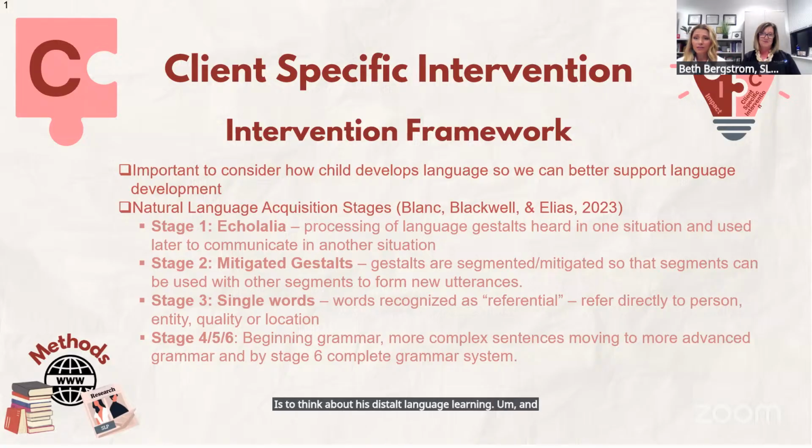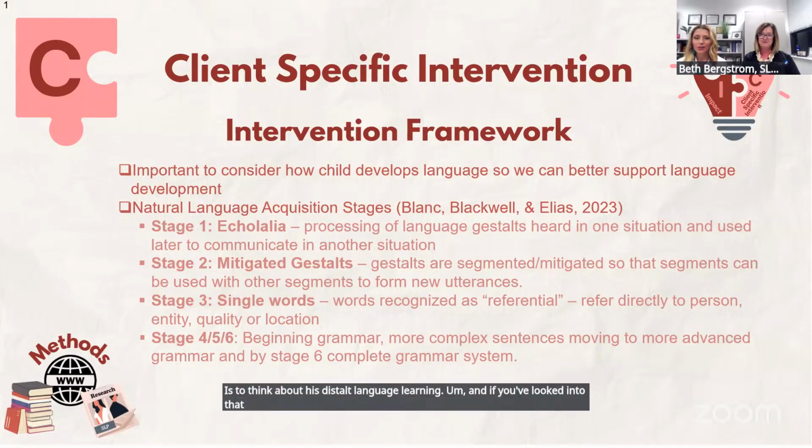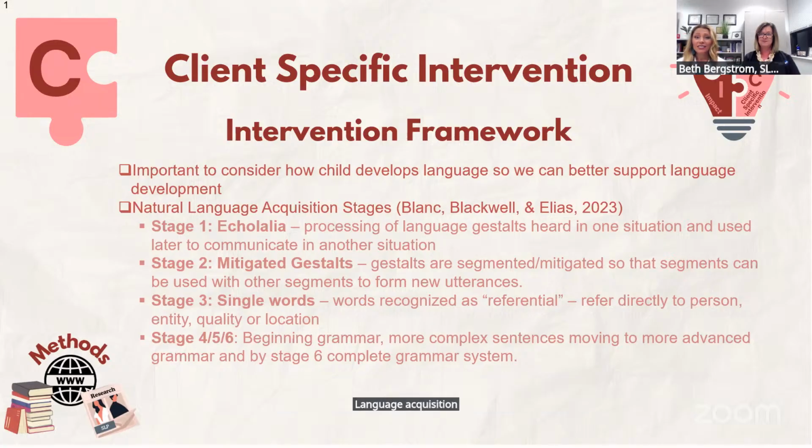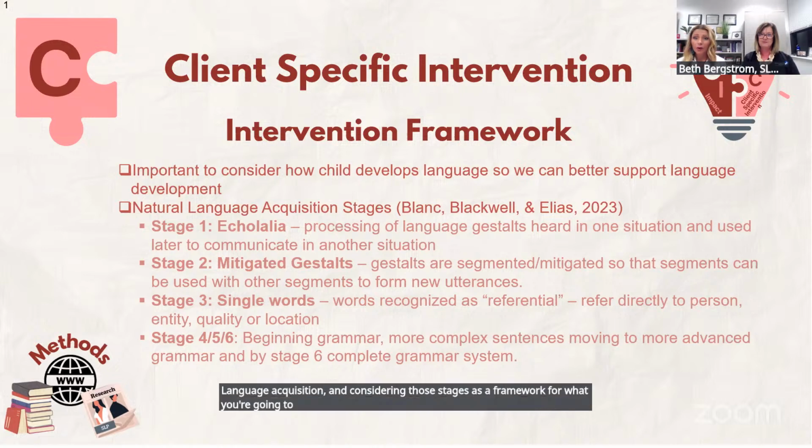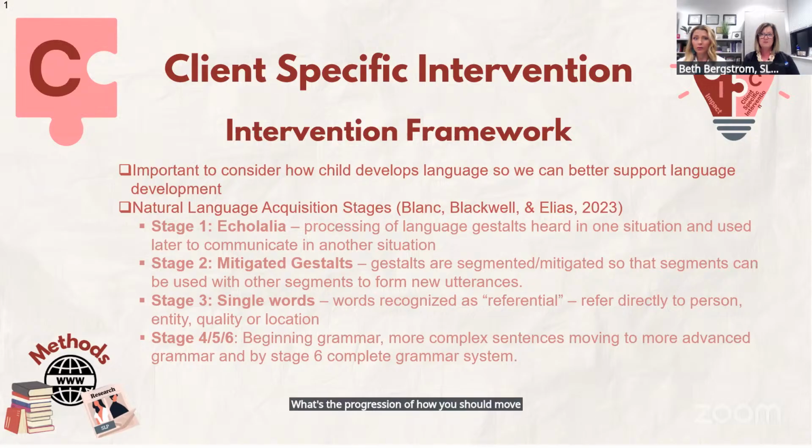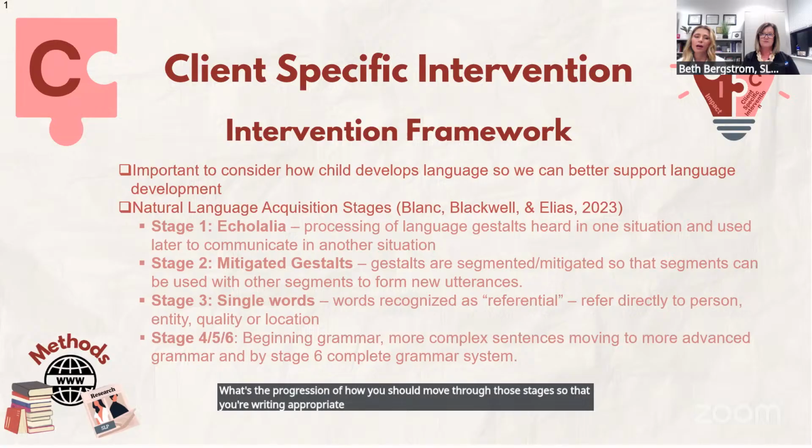And if you've looked into that much, I'm sure you've heard about natural language acquisition and considering those stages as a framework for what you're going to be doing in therapy, what goals you're going to write, and what the progression is of how you should move through those stages so that you're writing appropriate goals and targeting them in a hierarchy.